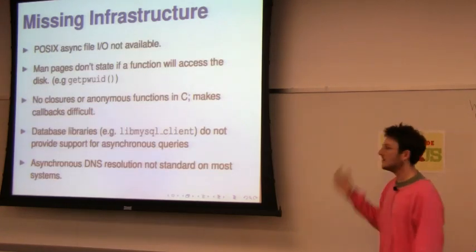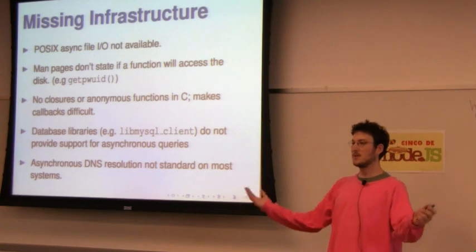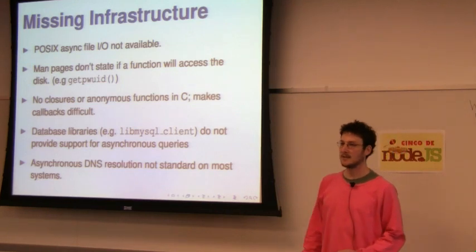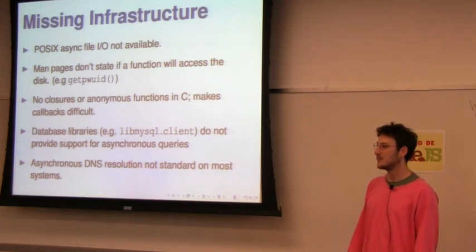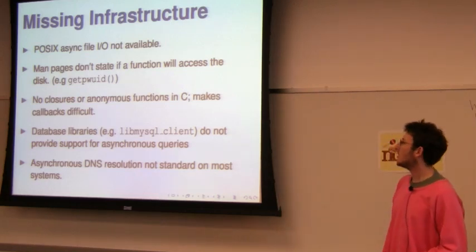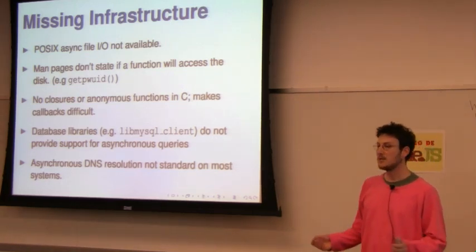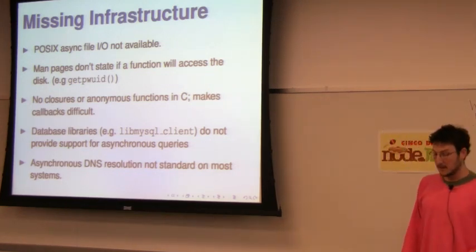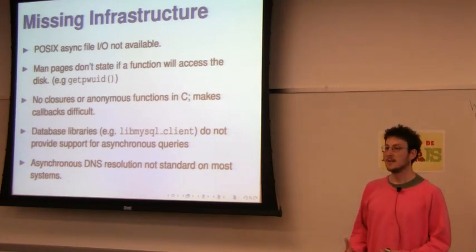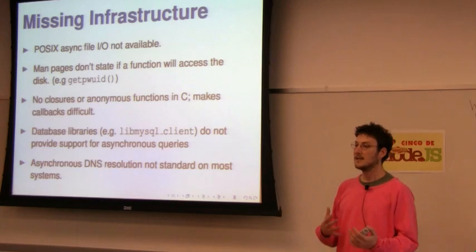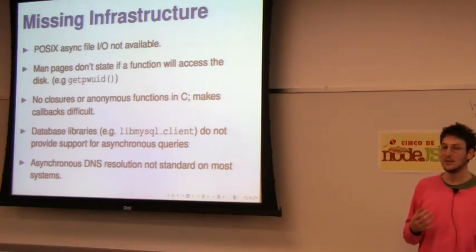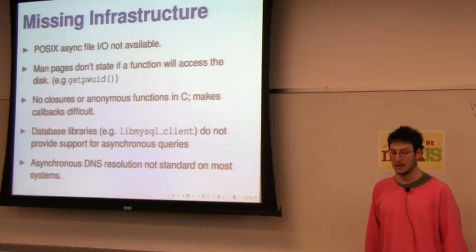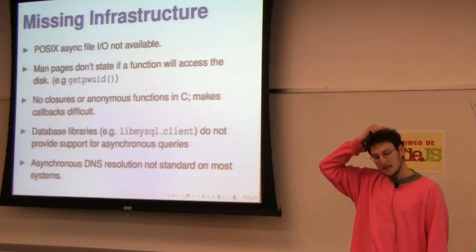So some examples. Accessing the disk, you can't do it. You cannot do it, right? You can't access the disk without blocking. Supposedly, there's some POSIX async specification out there, but it's just not available on machines. Man pages don't tell you if a certain call is going to access the disk or not. In C, you don't have the language features that make writing with callbacks nice. You don't have closures and you don't have anonymous functions, and so doing this sort of evented style programming becomes very tiresome.